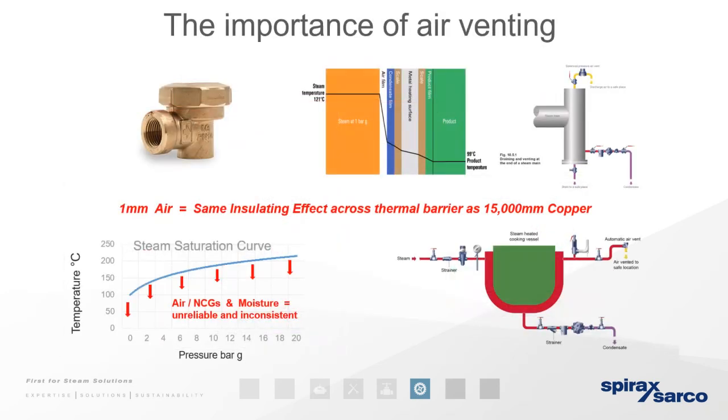Also, when it comes to heat transfer, air is the arch enemy of that. And as you can remember, we also spoke about adding chemicals into the hot well to remove any oxygen and non-condensable gases. But air will also be present because when steam condenses, it pulls a vacuum, and unless we get rid of it appropriately, it will cause us a number of problems.